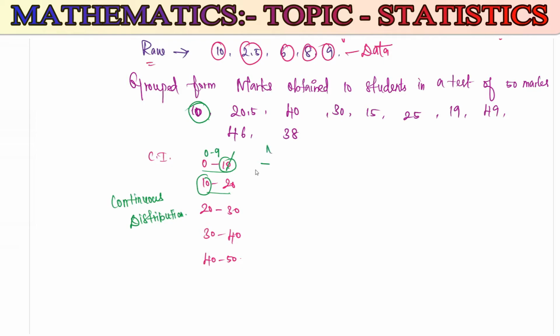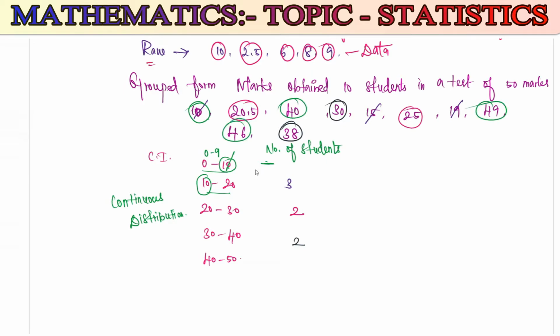So here the number of students for 0 to 10 is empty, and the next, 10 to 20: we have 10, 15, 19, only 3. Next, 20 to 30: 20.5, 25, so 2. Next we have 30 to 40: 30 we have, 38 we have, only 2. Don't take 40. 40 is included in the next class interval. The next one, 40 to 50: 1, 2, 3. So here it is 3.